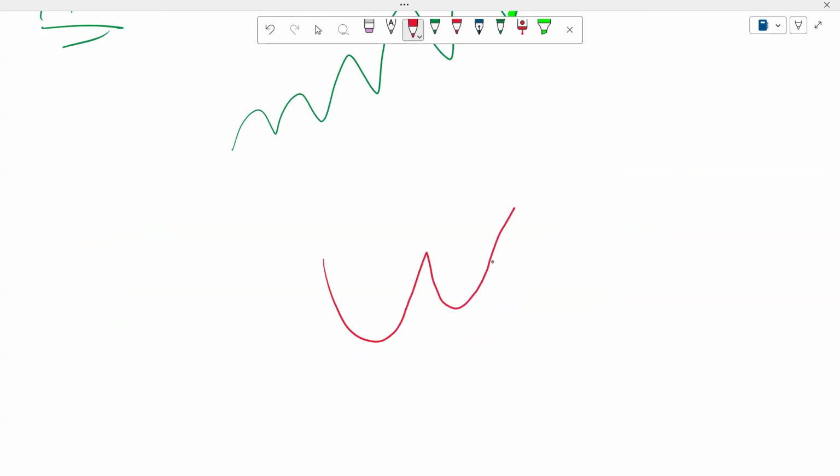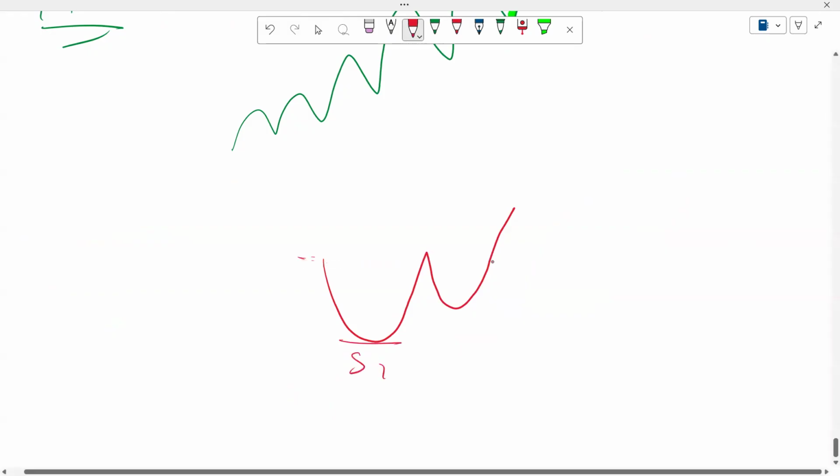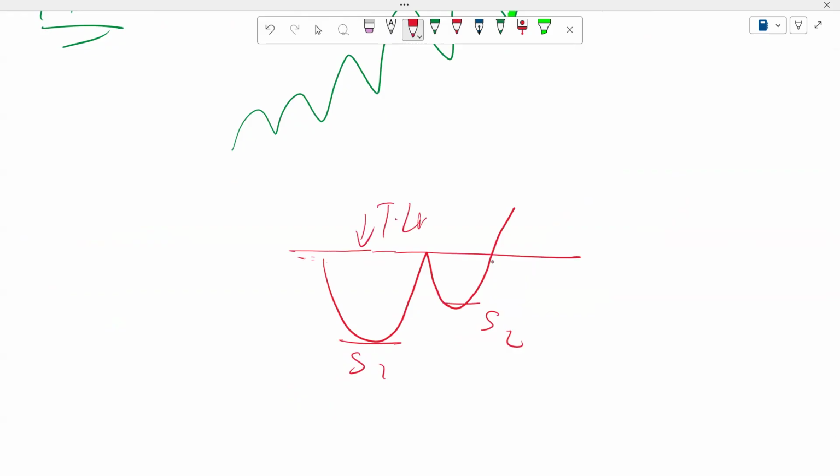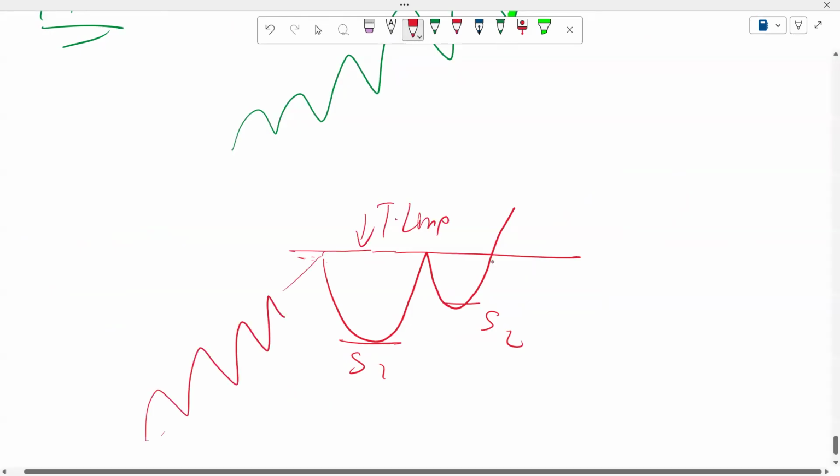Okay, at the top, if you find this pattern, like this. This is your S1, this is your S2, and you draw a line at this point. This will be your trend line. And the market is coming from the bottom. And at this point, if you see a breakout.